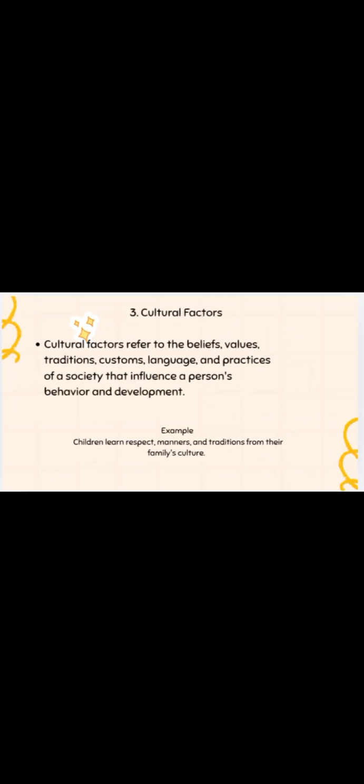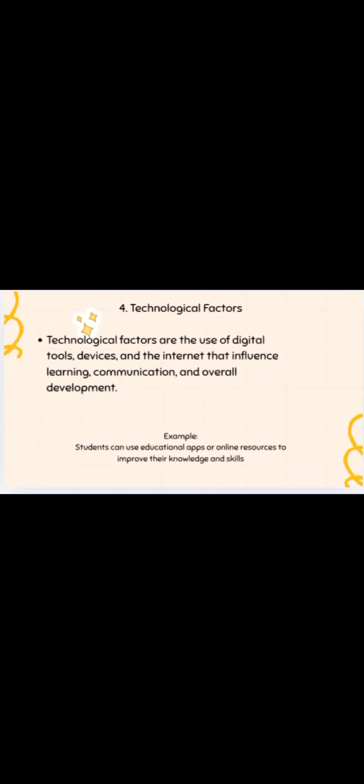Third, cultural factors. Cultural factors refer to the beliefs, values, traditions, customs, language, and practices of a society that influence a person's behavior and development. For example, children learn respect, manners, and traditions from their family's culture. And the fourth factor is technological factors. Technological factors are the use of digital tools, devices, and the internet that influence learning, communication, and overall development. For example, students can use educational apps or online resources to improve their knowledge and skills.